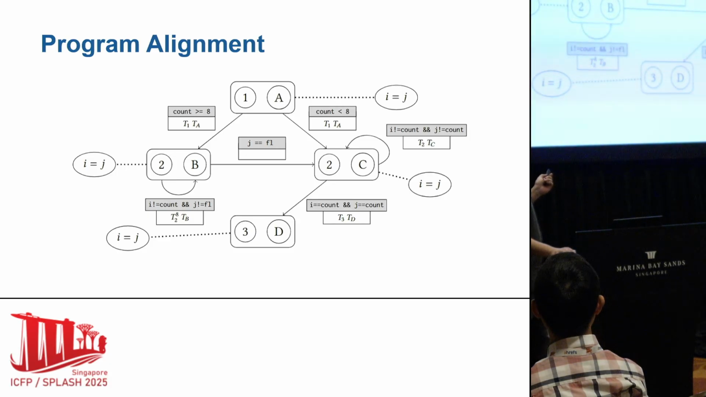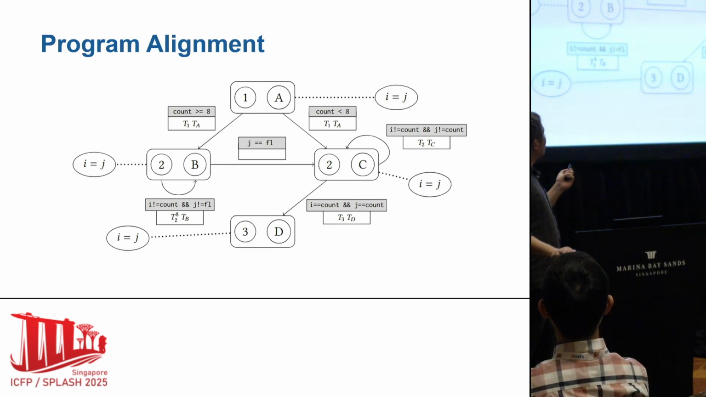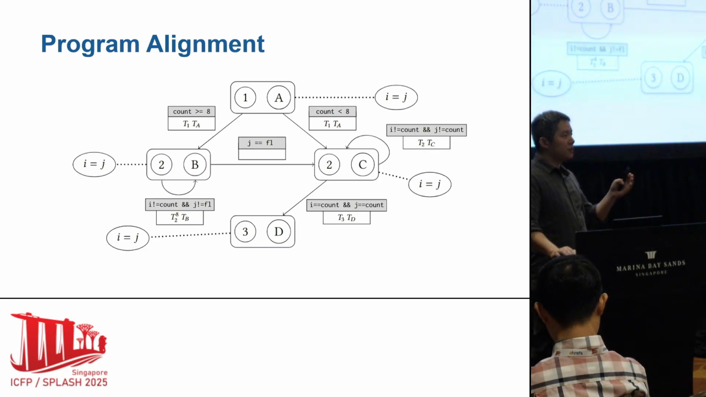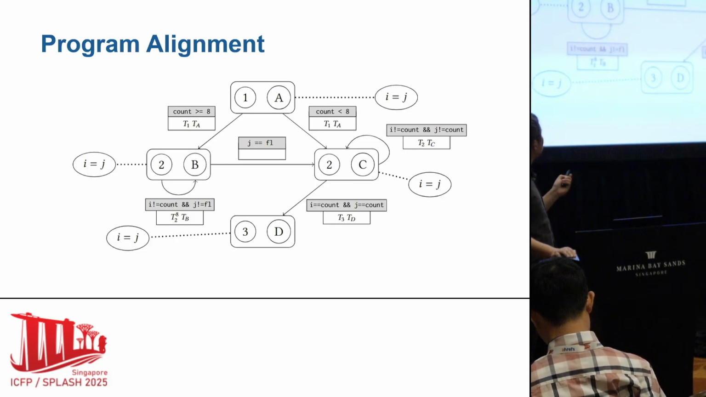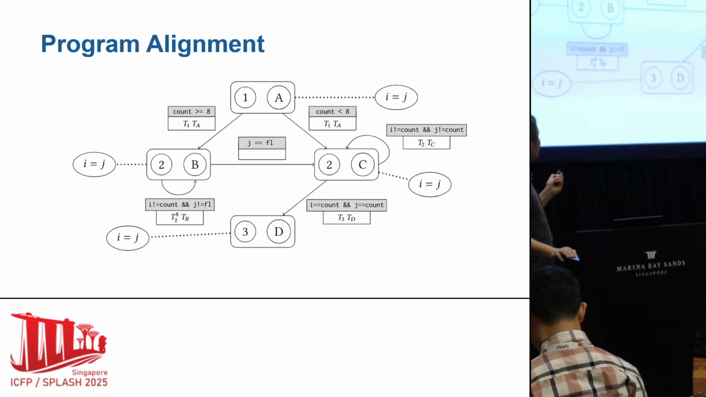where in its product alignment automaton, each node represents a pairing of the original location in the unoptimized code and the program location in the optimized code. And each edge denotes a set of transitions from your unoptimized code and optimized code. Okay, so with this data structure, we can add assertions.